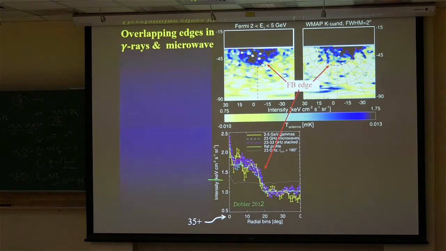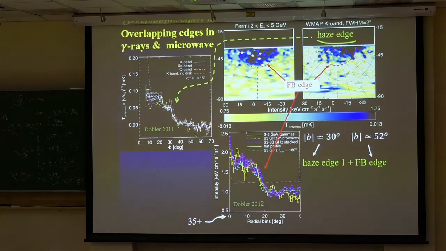I think in the yellow profile you see the gamma rays, and the other colors are microwave. So I think the edge matches very nicely, and we're seeing the same feature, I think, in the haze and in the bubble. But it's true that the haze has more structure.